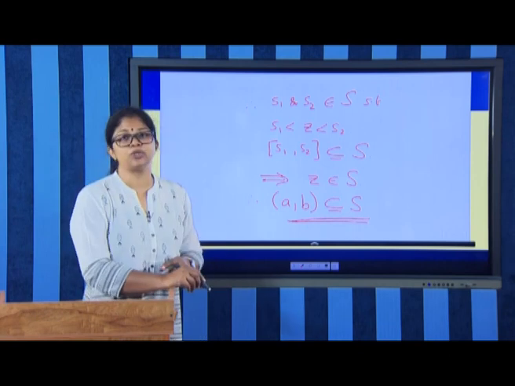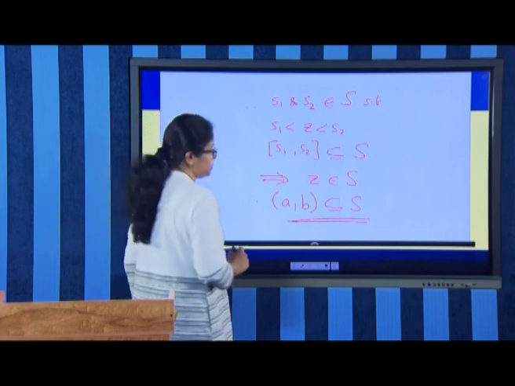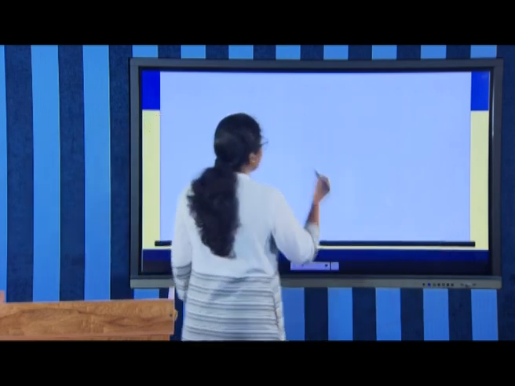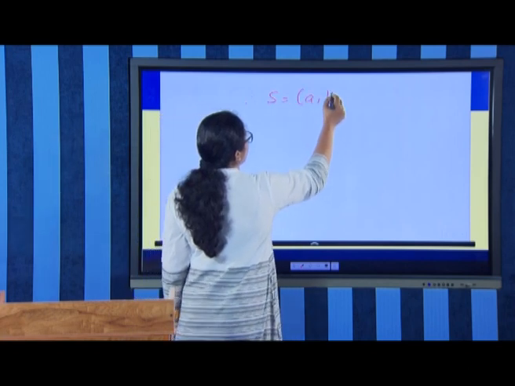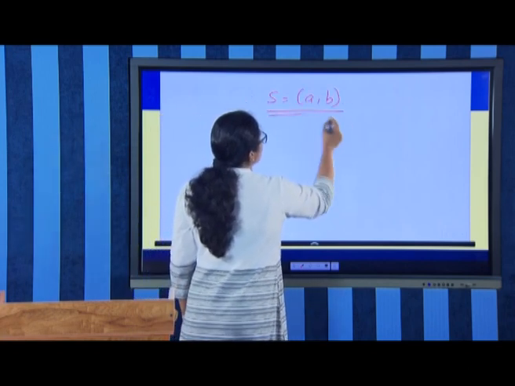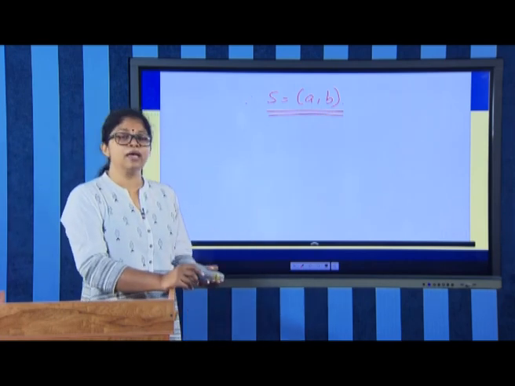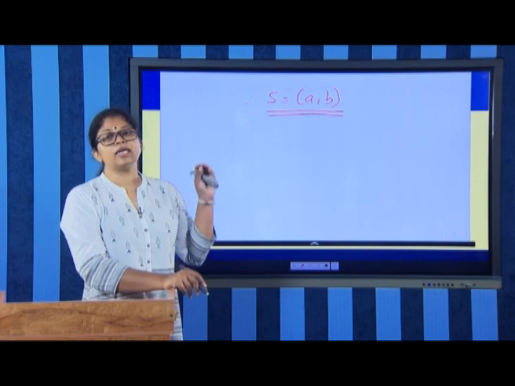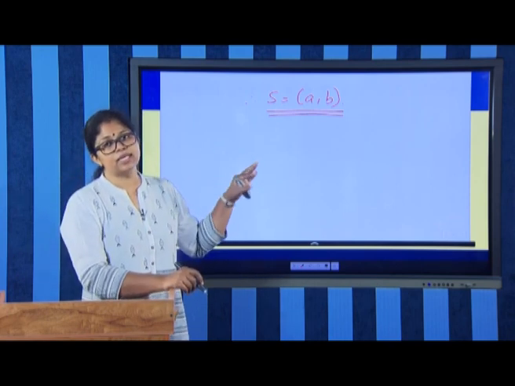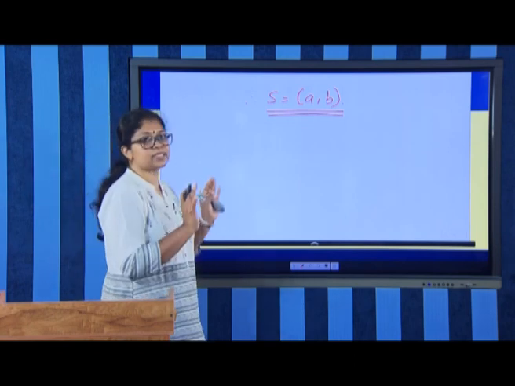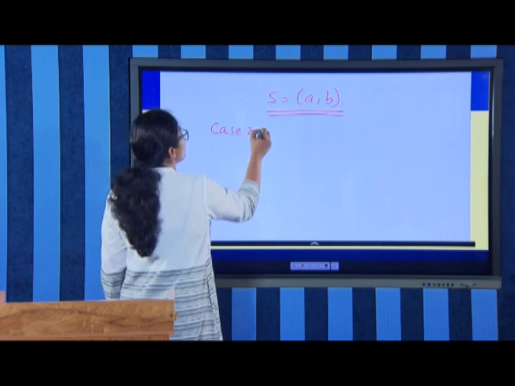Therefore, Z being an arbitrary element between A and B, the open interval AB is fully contained inside S. So, thus we have shown that S is equal to the open interval AB. If S contains both the supremum and infimum, S becomes the closed interval AB. If it contains at least one of the infimum or supremum, it becomes a semi-closed interval. But anyway, S is an interval now. Now, we consider case 2.